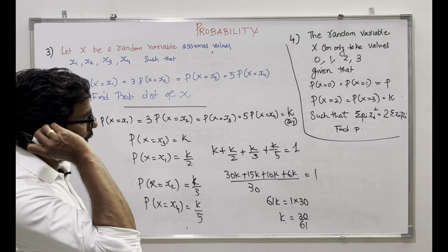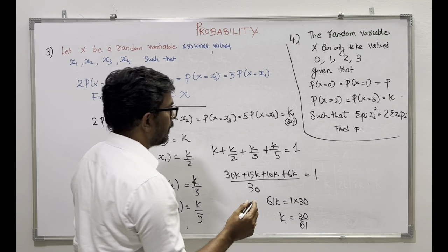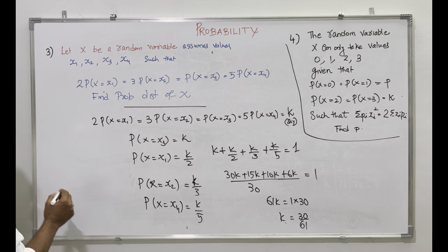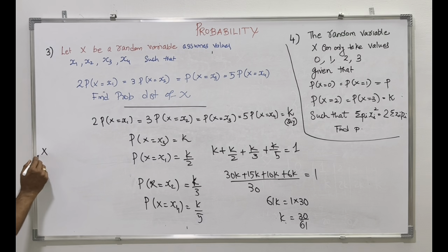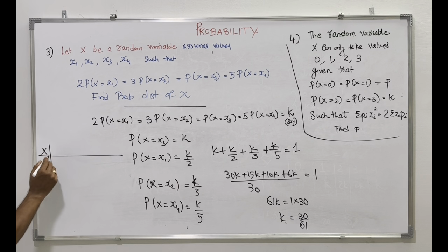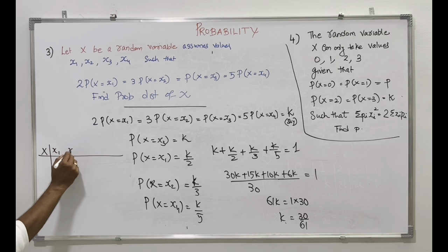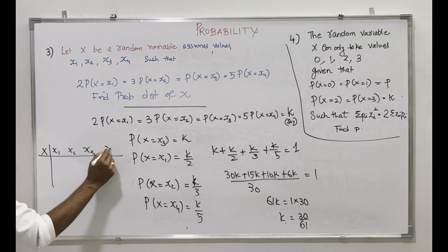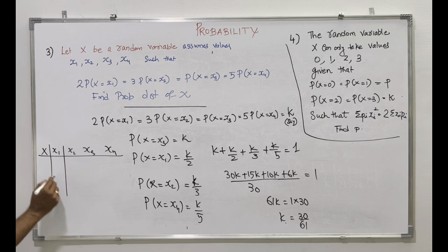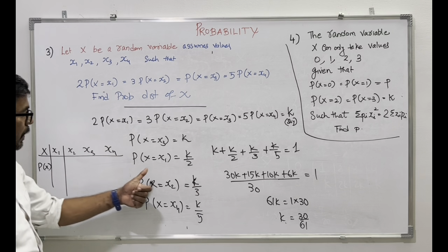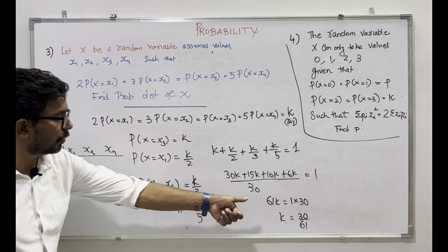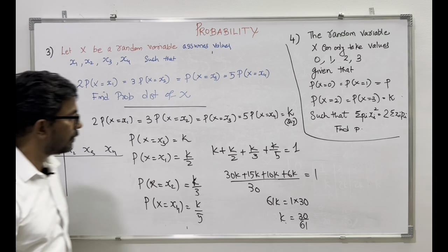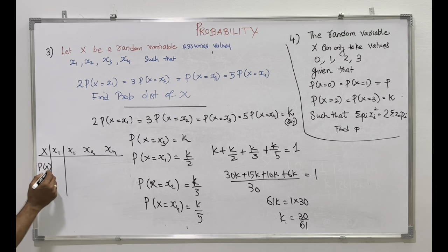Now I can write the probability distribution. How do you write it? We will write it like this. X values are x1, x2, x3, x4. So we will write the probability of X. What is x1? x1 is k by 2, which means 30 by 61 by 2. It will be 15 by 61.